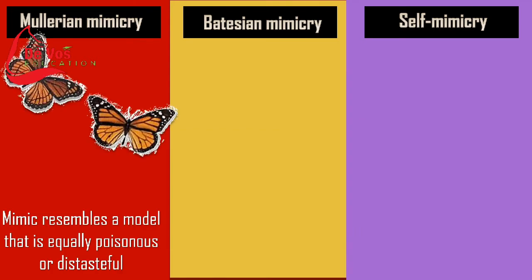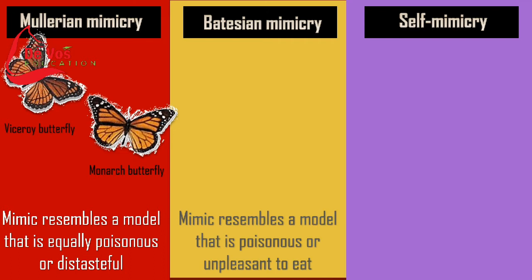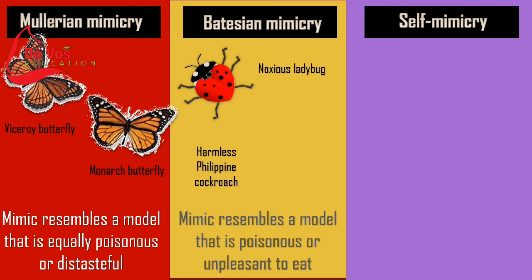Mimicry is when one organism looks like another organism. In Mullerian mimicry, the mimic resembles a model that is equally poisonous or distasteful, like the viceroy butterfly that mimics the monarch butterfly. In Batesian mimicry, the mimic resembles a model that is poisonous or unpleasant to eat, like the Philippine cockroach resembling the noxious ladybug.